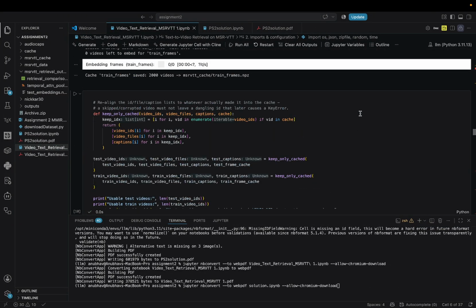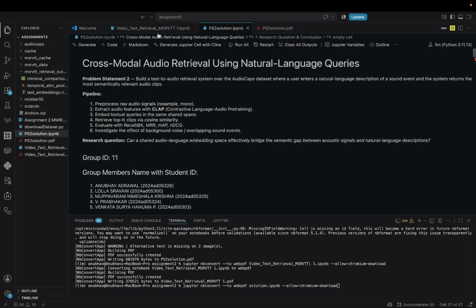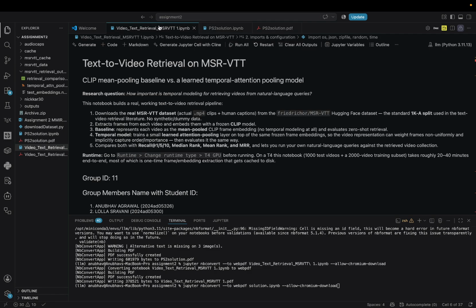So there are two problem statements here. One is text to video retrieval on MSR-VTT, the Microsoft Research Video to Text dataset, and the second problem is cross modal audio retrieval on AudioCaps. Both the problems we did, all five of us.